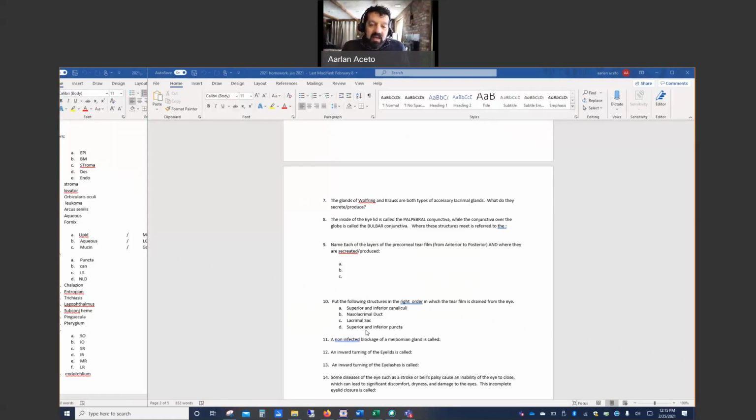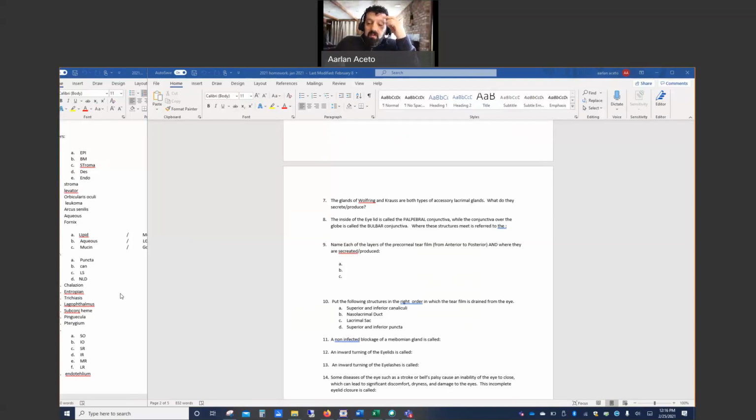11, a non-infected blockage of a meibomian gland is called, guys, you got to know this one. Some people, like doctors, and when we were kids, anytime you had a bump of any type, we always just called them a sty interchangeably. Non-infected is a key word. In the meibomian gland, it's almost like a pimple. If you block it up and it doesn't drain, it accumulates that meibum, that lipid layer, and it blows up like a little balloon almost, and it's called a chalazion. Either way, I don't care about the pronunciation, but it's C-H-A-L-A-Z-I-O-N.